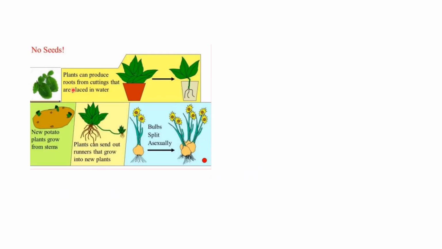Plants can produce roots from cuttings that are placed in water. These leaves can produce roots in the water, and new potato plants grow from the stems due to mitosis. Plants can send out runners that grow into new plants, and bulbs reproduce asexually to produce new bulbs.